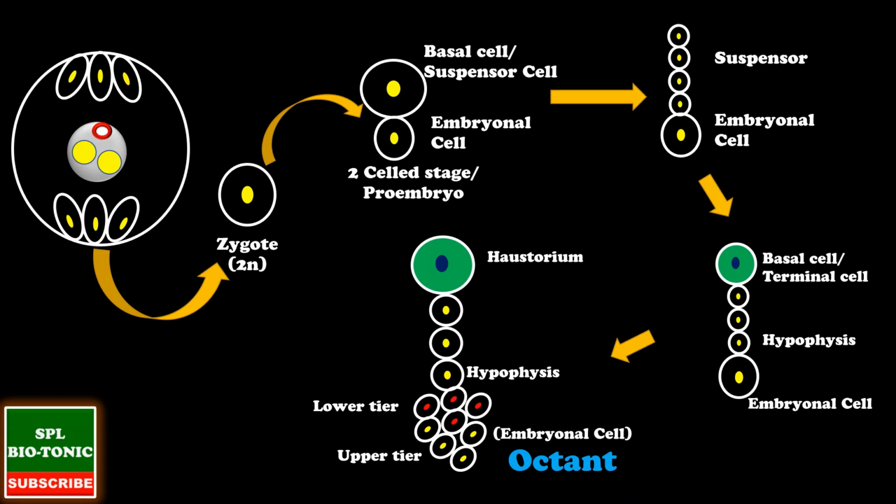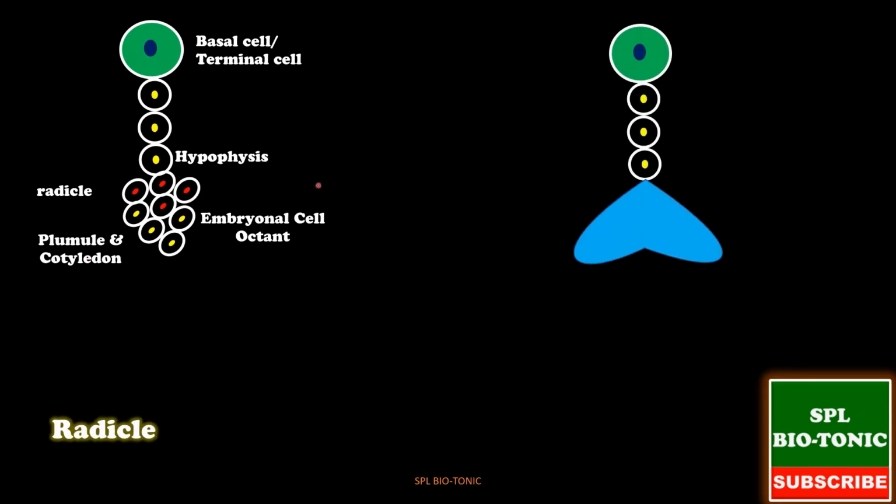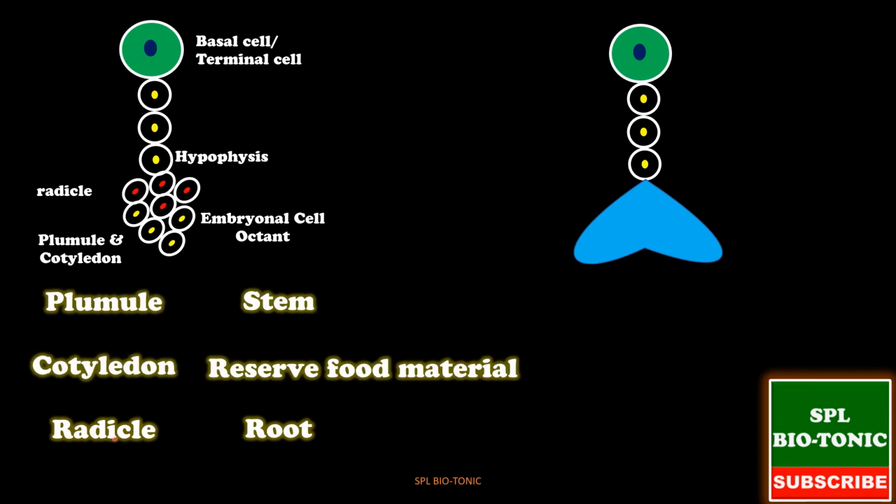So students, this upper tier of cells will form the plumule and cotyledon, whereas the lower tier of cells will form the radicle. Now during further development, these embryonal cells which form the octant develop to form a heart-shaped structure. In the later stage, the radicle forms the root, whereas the plumule forms the stem, and the cotyledon acts as the reserve food material.